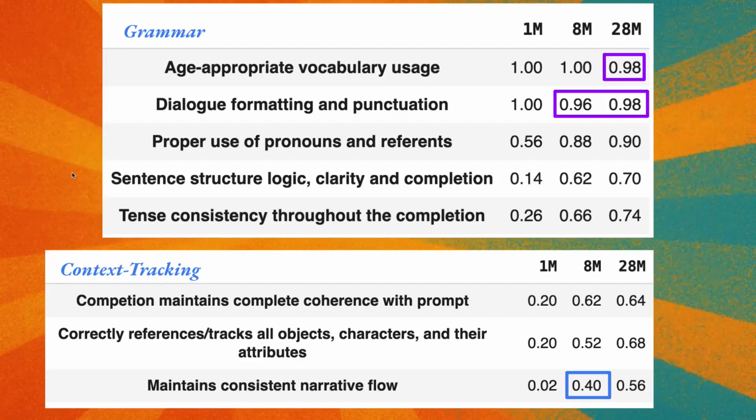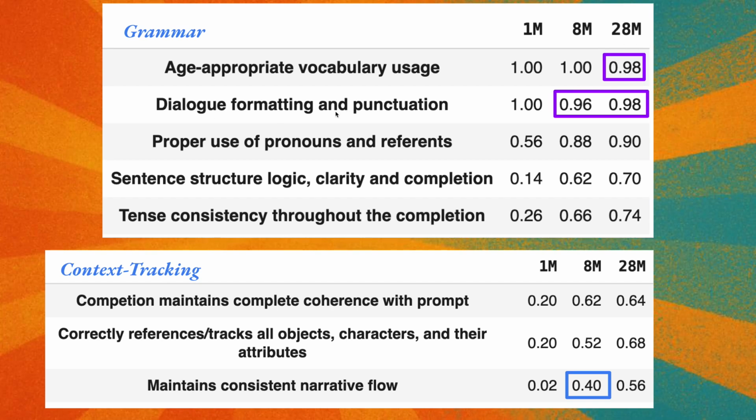Next, we go to our basic foundational language capabilities of grammar and context tracking. The age-appropriate vocabulary usage was the easiest to score. These models don't really generate anything that's not within the TinyStories dataset. There was one prompt where the model made up a couple words, and so that's where I docked points, and so that's why you have this weird dip for the largest model.